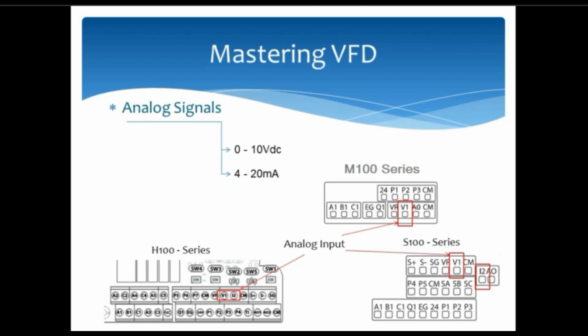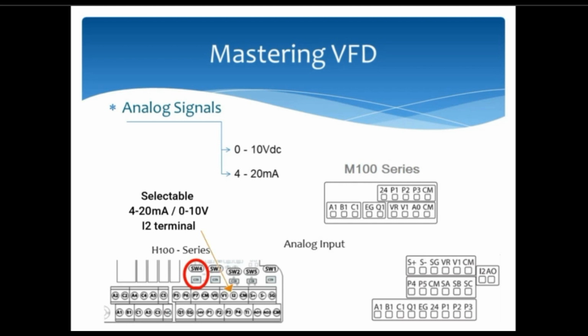Furthermore, we need to take a look at the dip switches of the VFD. For example, here the switch number 4 is responsible to switch between milliamperes and voltage, which means that I2, which is 4 to 20 milliampere, can also function as 0 to 10 if the switch number 4 is changed.